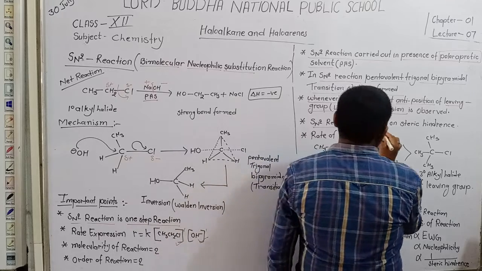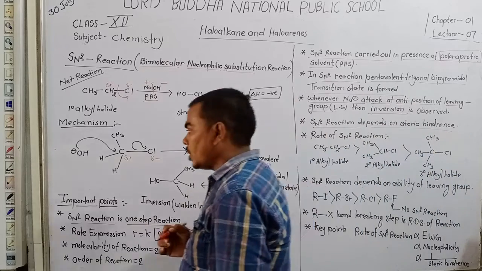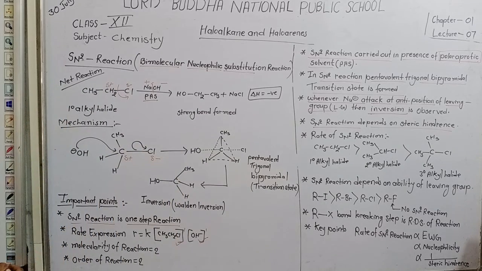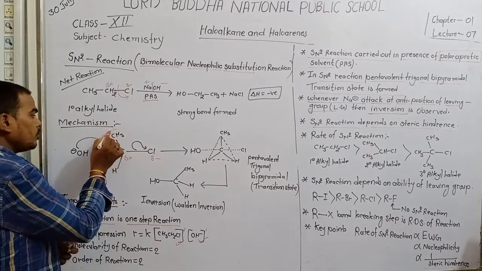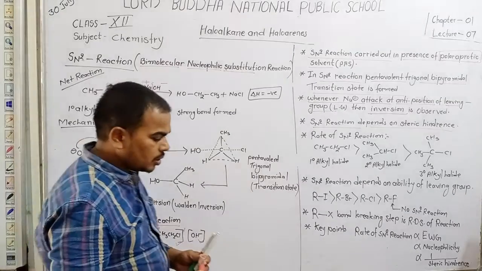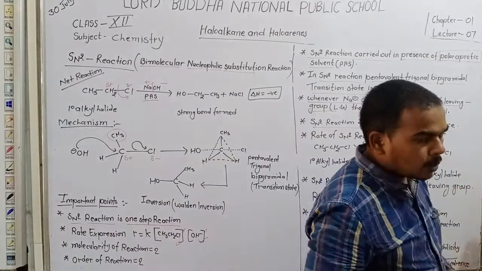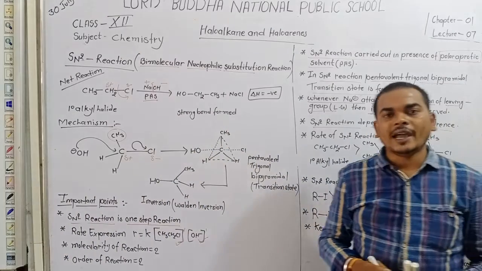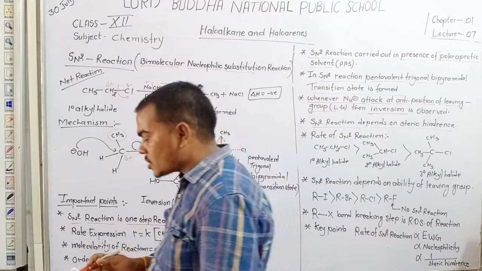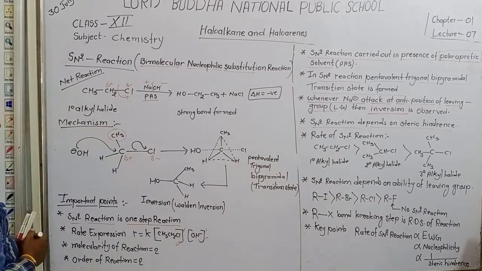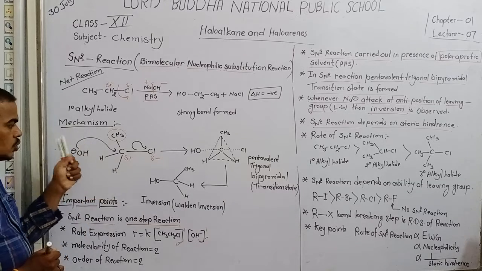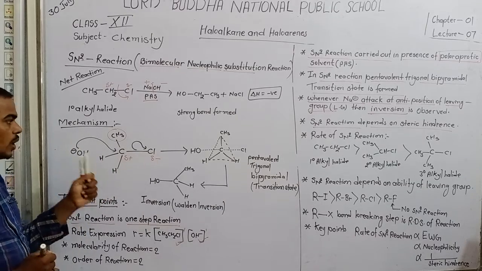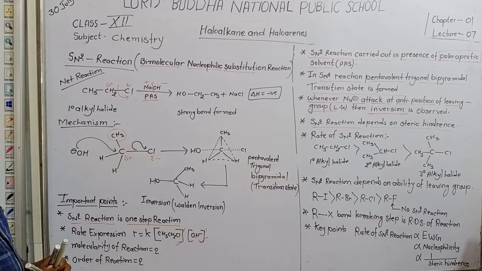The SN2 reaction depends upon the steric hindrance. What is the meaning of steric hindrance? Dear student, the presence of a methyl group or alkyl group on the carbon which is tightly attached with the halogen creates repulsion of electrons, donating electrons towards the carbon. This is known as steric hindrance.